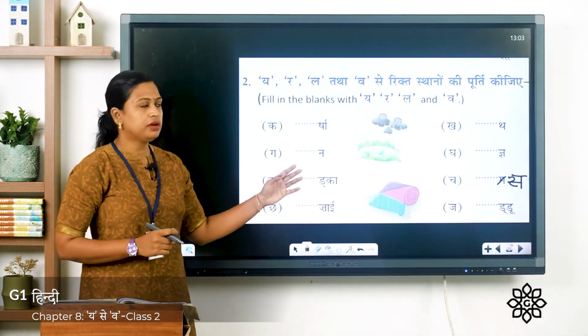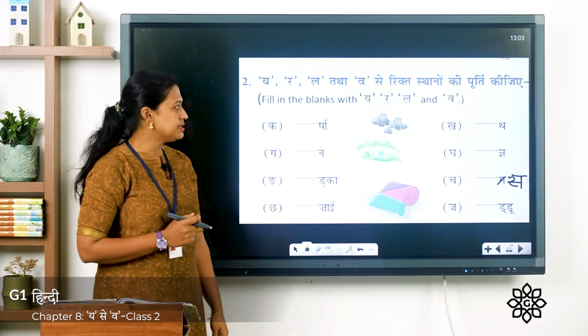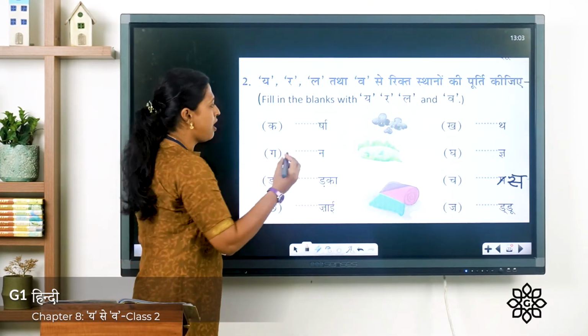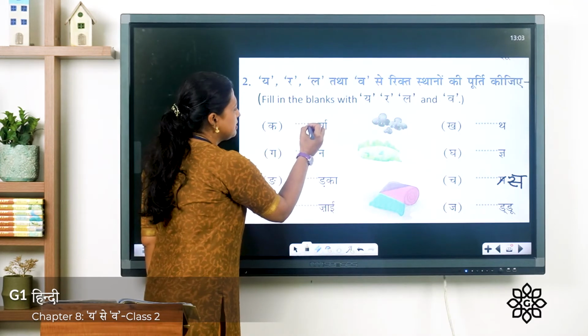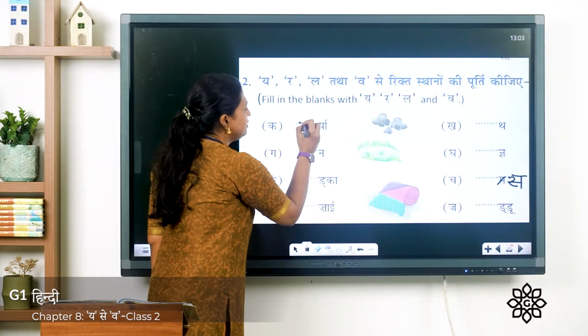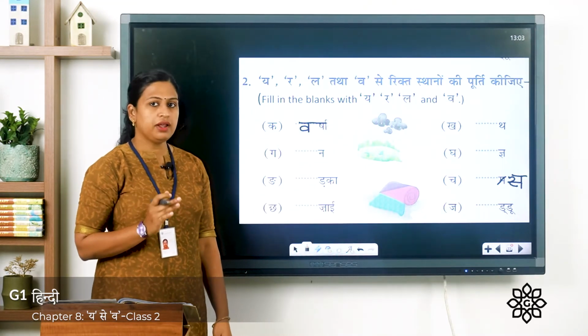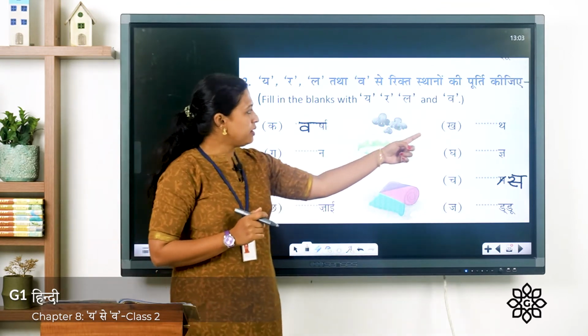Now we will make a word using these Vyanjan letters. So the first one is Varsha, Va. You can hear the sound of Vyanjan letter Va, and you have to write Va here. Varsha. Varsha means rain.